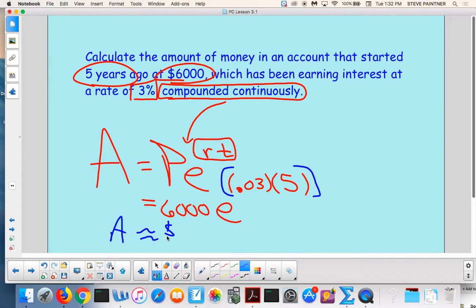About how much money do you have after 5 years? Yeah, guys. 6,971. And a penny. Don't forget your penny. Pennies are important. They add up. So how much interest did you earn over 5 years? $971. That's not bad, is it? That's pretty decent.